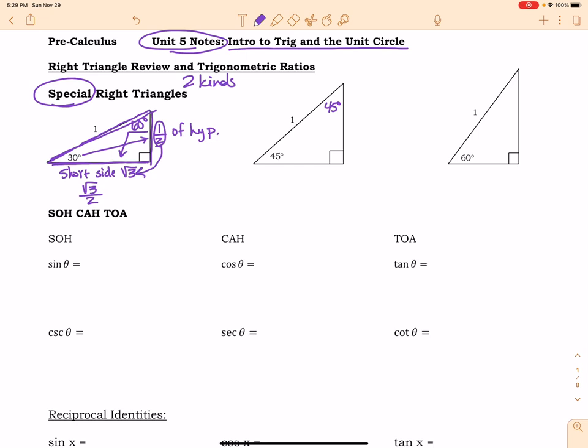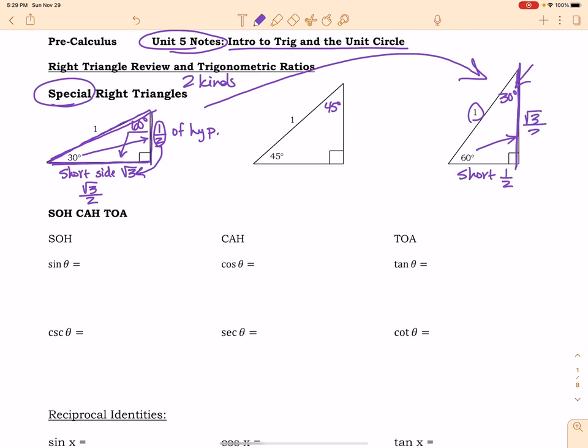If we're looking at this one over here, it is also a 30-60 right triangle, but it's in a little bit different position. It's just turned around, so the 30-degree angle's up here. Now this is the short side, the side across from 30, so I'm just going to let that be 1/2 since my hypotenuse is 1. And then the other leg of my right triangle is going to be radical 3 over 2, or radical 3 times 1/2.